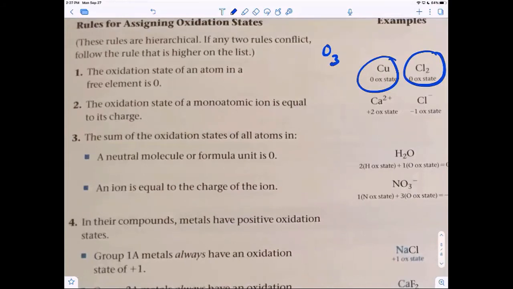So an oxidation state of 0 means that the element has all of the electrons that it should have. And if you have a positive oxidation state, that means it's missing some electrons that it originally had. And if it has a negative oxidation state, that means it has extra electrons. So this is a way of keeping track of where electrons are.